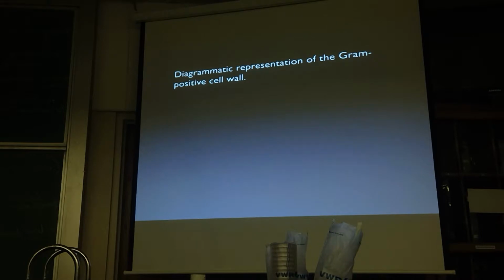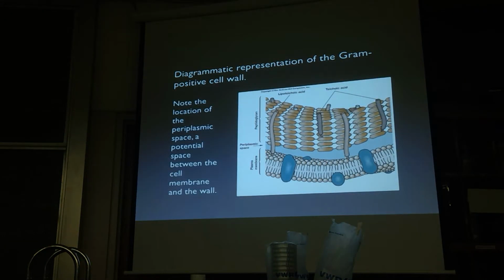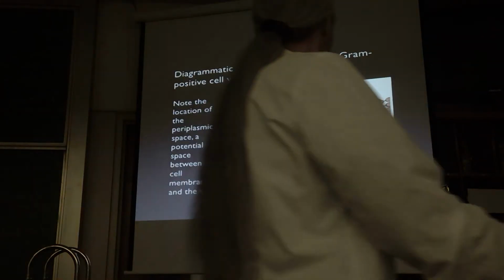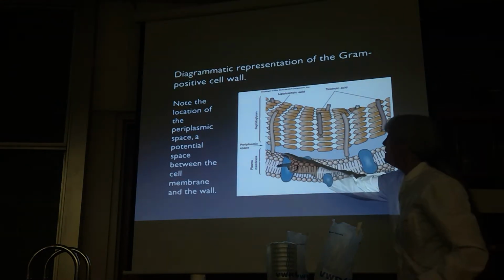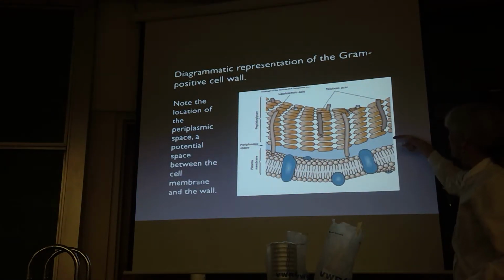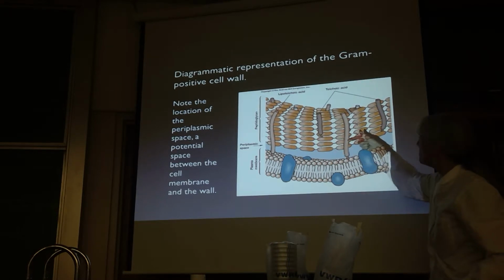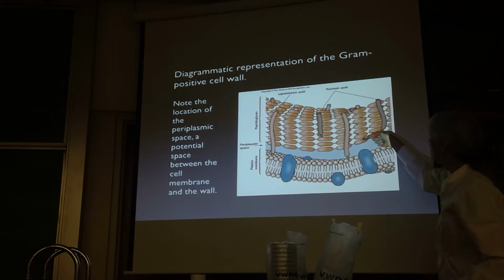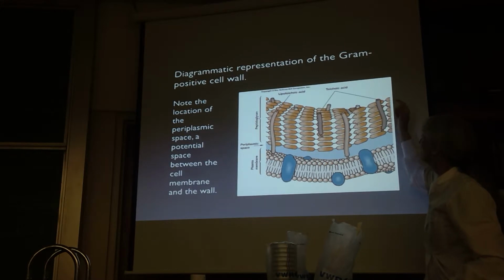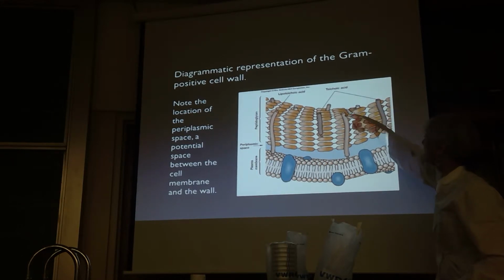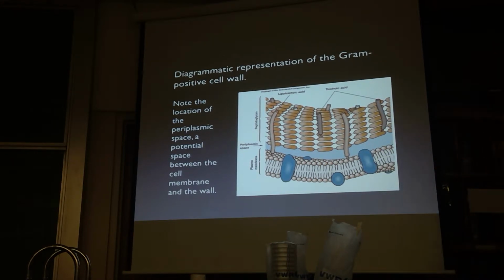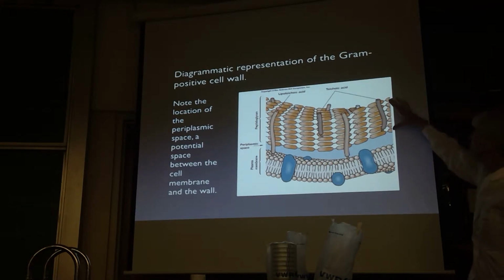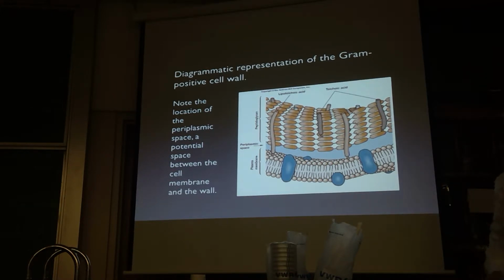So these are diagrammatic representations of gram-positive wall. This is taken from a textbook. Unfortunately, it's upside down relative to my diagram. So again, we have cell membrane. In this case, the periplasmic space is this little bit of space between the membrane and the wall. And here we have multiple layers of peptidoglycan. We have some teichoic acid in here. Most important aspect is the peptidoglycan layer is really thick.